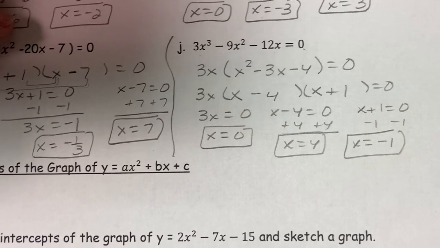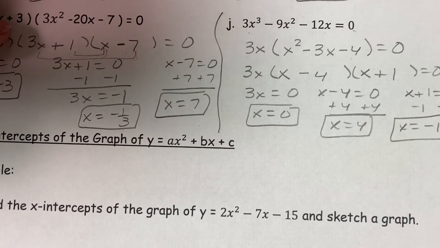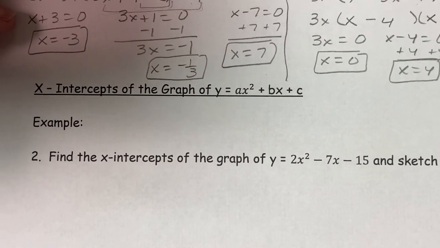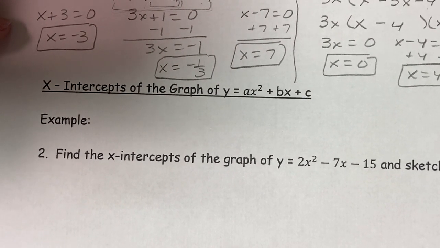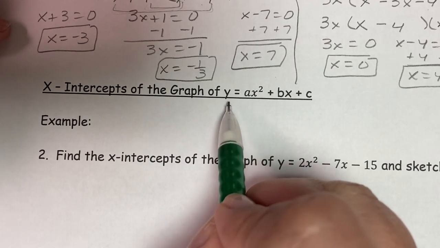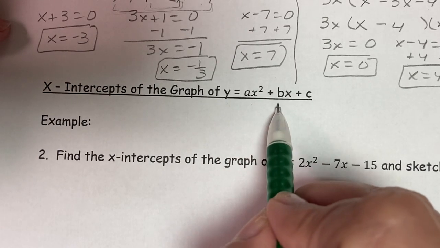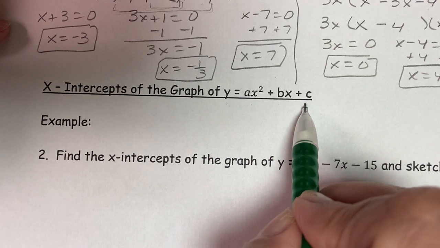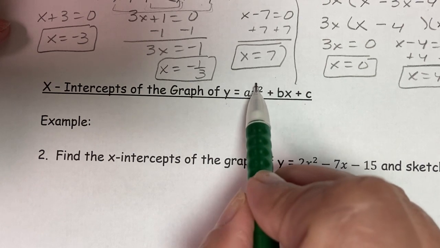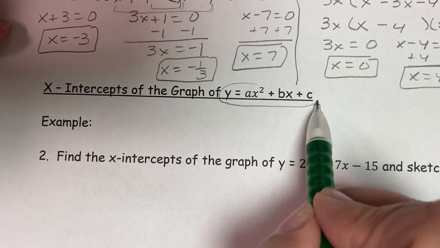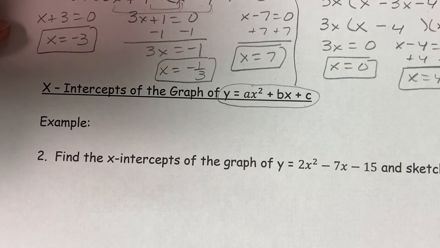Last problem of chapter 6. X-intercepts of the graph. If the graph is y equals ax squared plus bx plus c. So here's a little bit of vocab for you. First of all, this is a function. Why is it a function? Because it's a y equals. Whenever it's a y equals, it means that I can graph it.